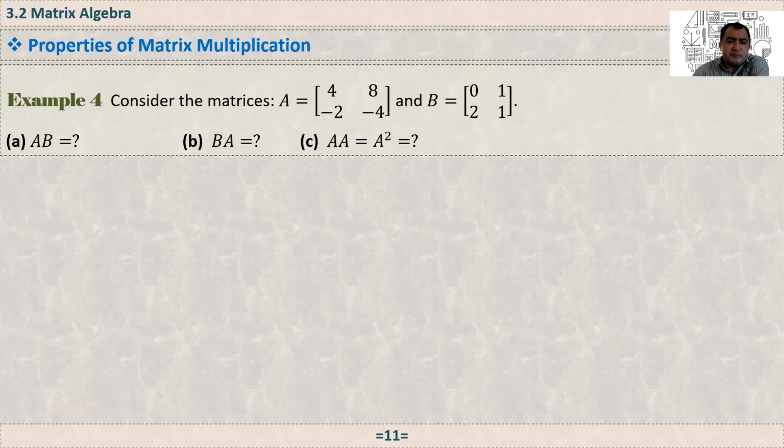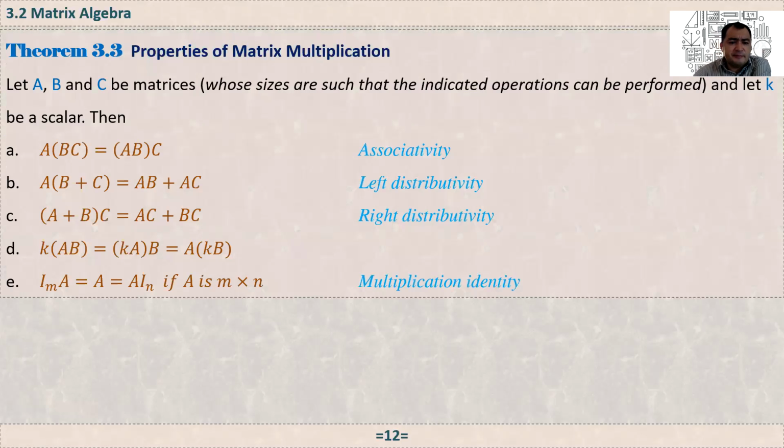Okay, properties of matrix multiplication. And also that's an important property. Actually, A times B is not equal to B times A. That is shown in the video with this example. And A squared is defined as A times A.